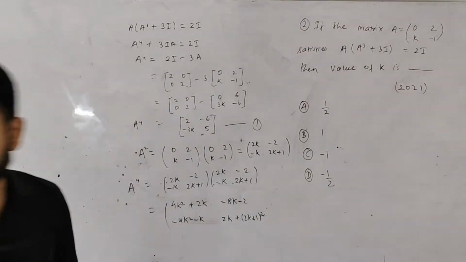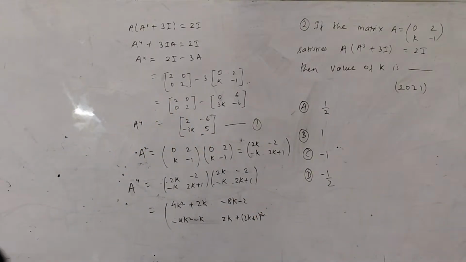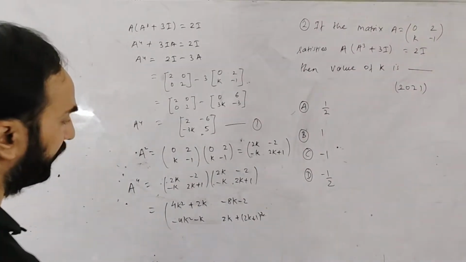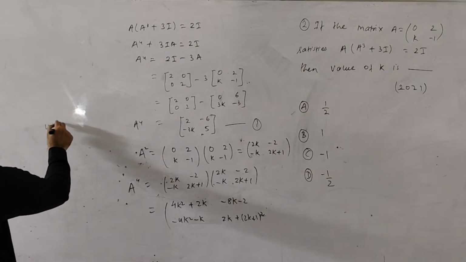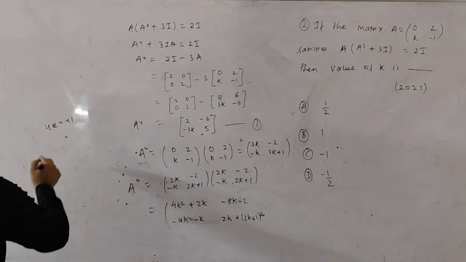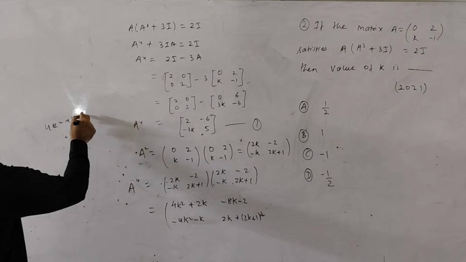Correct? No? So this will come out to be 4k square plus 2k minus 8k minus 2 minus 4k square minus k, and you can open this also if you want to, right? 4k square, this will come out to be, do the rough here, 4k square and 4k square plus 1, 4k square plus 1 and plus 4k.